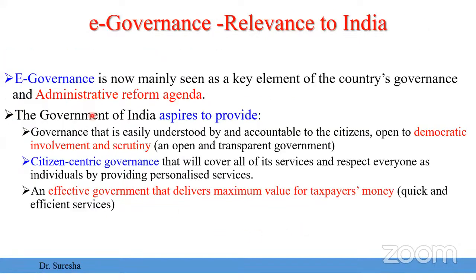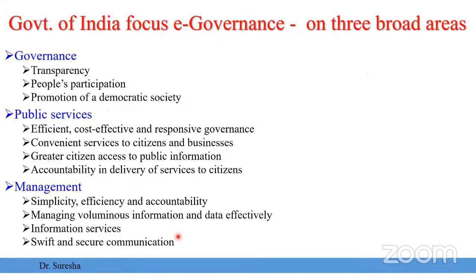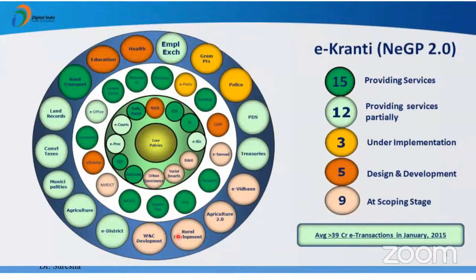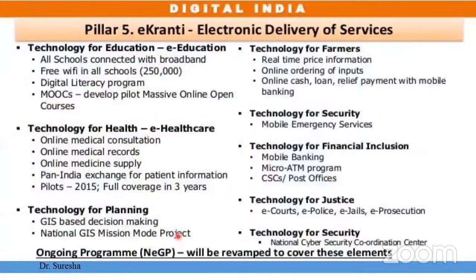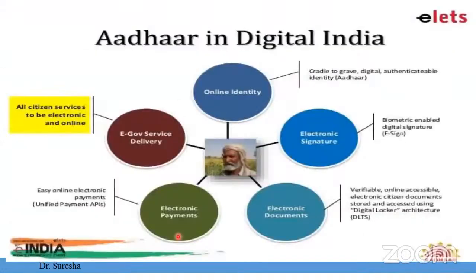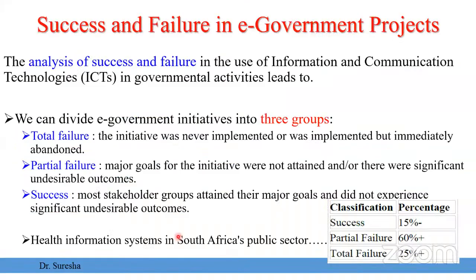E-governance is seen as a key element in the country's governance. Government of India aspires to provide government that is easily understood by citizens. See, in spite of all this, Government of India is implementing some of the things, but it should increase. Three broad areas: governance, public services and management. And these are some of the services in Karnataka, you can see. At all-India level there are Aadhaar, mobile seva, digital locker.